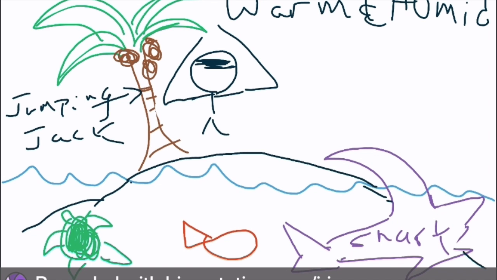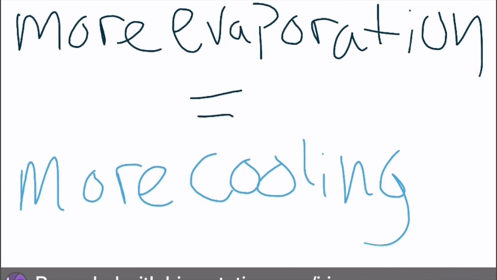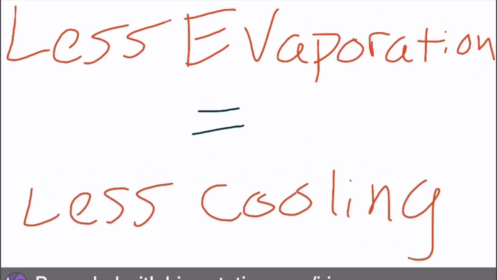On the other hand, if I'm in a warm and humid environment, or a warm and wet environment, my cup is going to be pretty full of water. So when I sweat here, the air won't accept as much water as it would have if I was in the desert, and so less will evaporate. In a dry environment, more evaporation will lead to more cooling. And in our wetter environment, less evaporation will lead to less cooling.